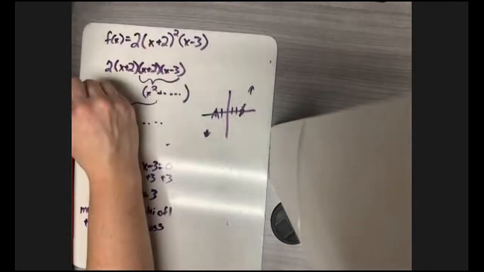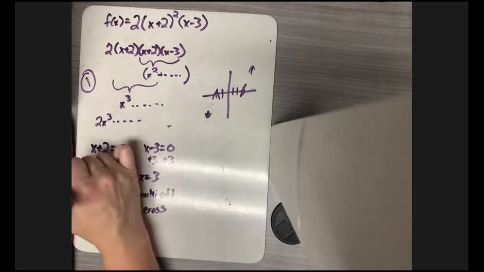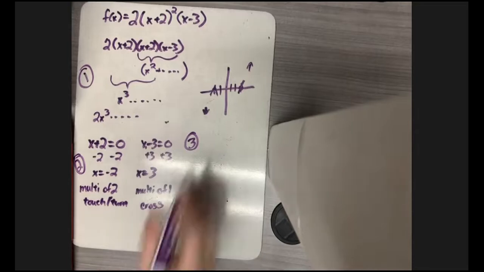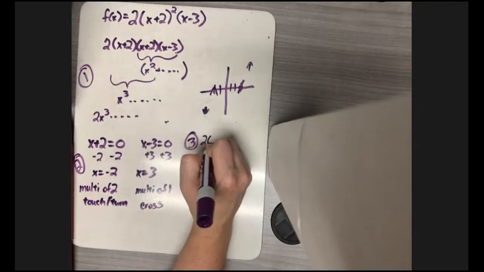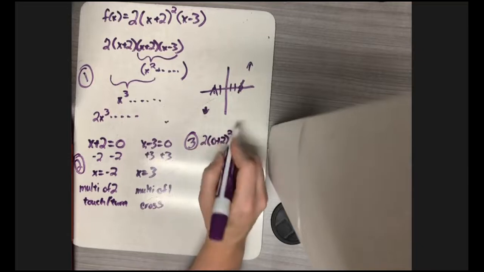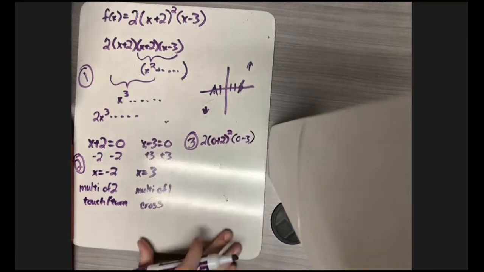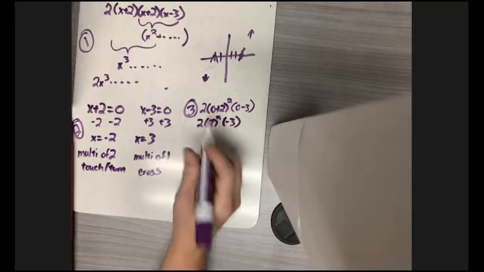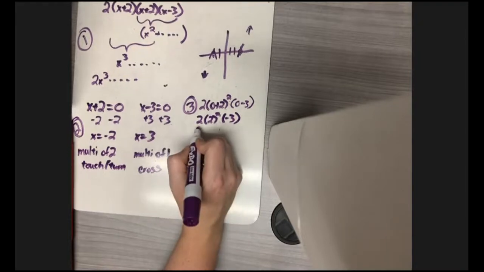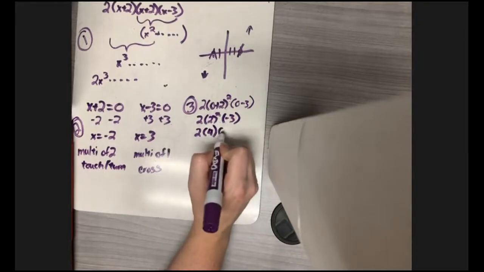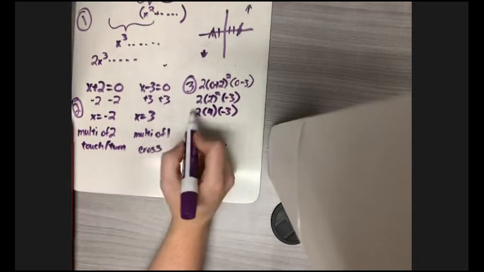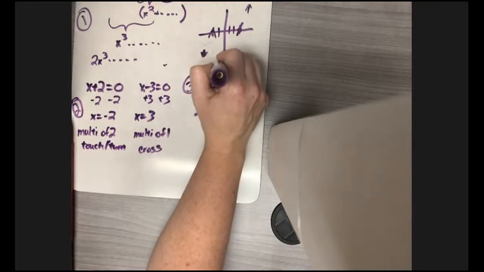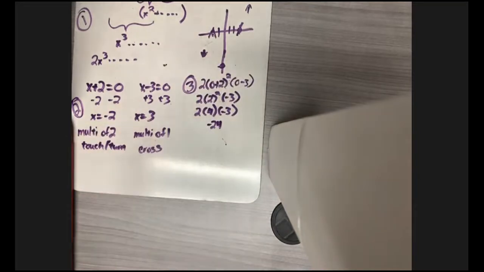So if we're talking about steps, this would have been kind of the first thing. This would have been our second thing. Third was our y-intercept. Now, that means we're going to plug in 0. So we're going to do 2 times 0 plus 2 squared times 0 minus 3. So I've got 2 times 2 squared times -3. 2 squared is 4. So I've got 2 times 4 times -3. 2 times 4 is 8 times -3 is -24. So I'm going to extend this down here. I'm just going to put a dot down here and say that's -24.